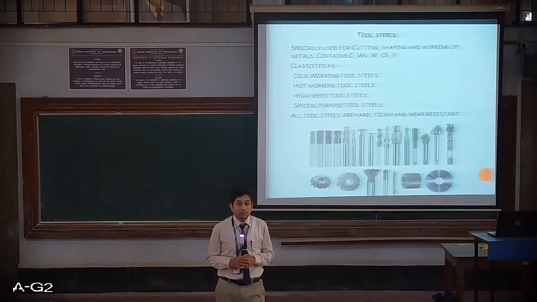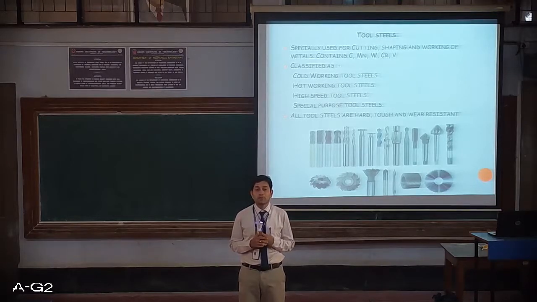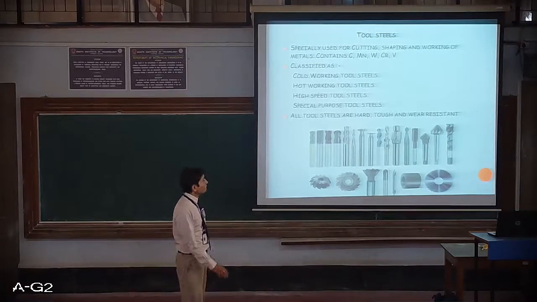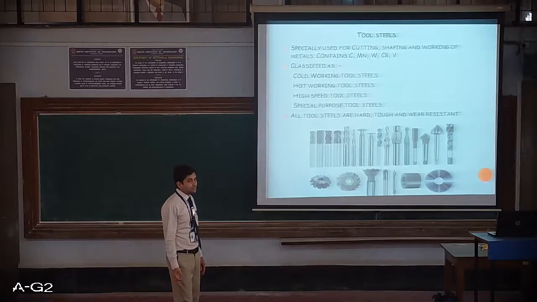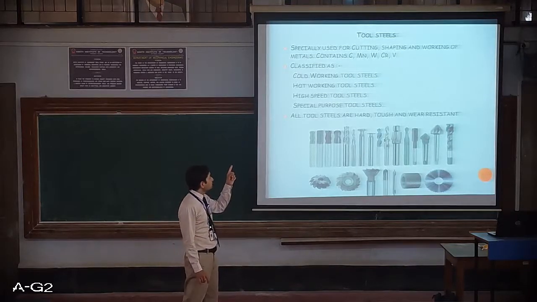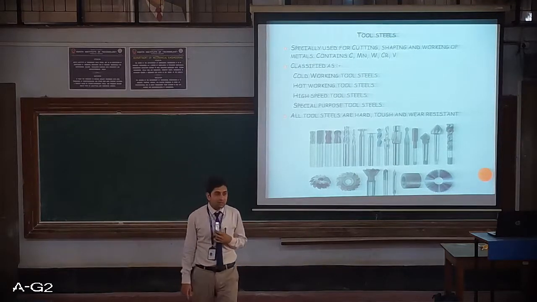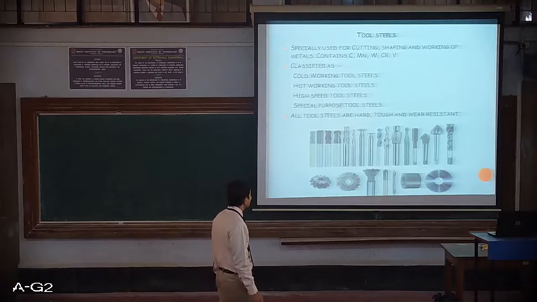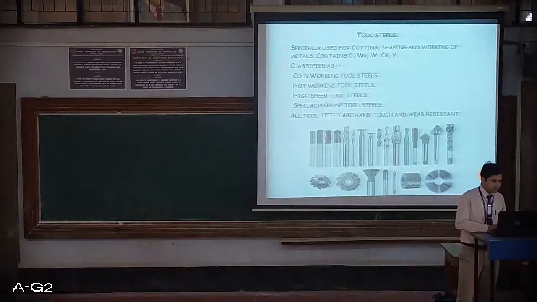The tools which we use in our workshops, the tools used in many places for changing the shape of metals, are made up of this type of steel called tool steels. They are specially used for cutting, shaping and working of metals, and they should contain elements like carbon, manganese, tungsten, chromium, vanadium. The letter C means carbon, Mn means manganese, W means tungsten. Tungsten should be present inside the tool steel for making it hard and strong.